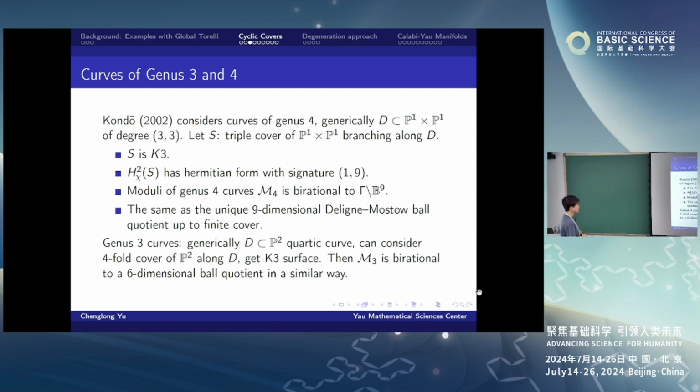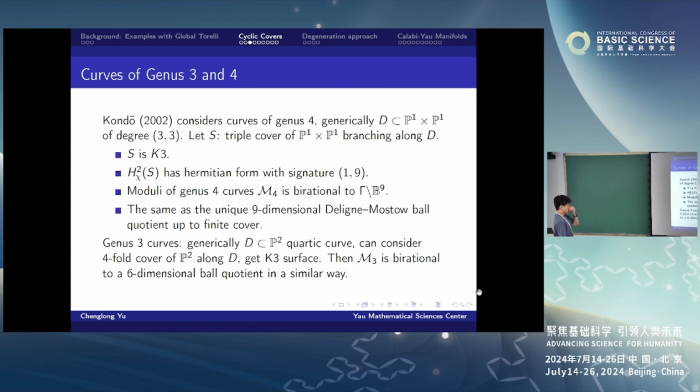And in this case, we also have a Hermitian form. Now it has signature (1,9). And what we know is that the moduli of genus 4 curves also has dimension 9. So using this construction, we will have a birational map from the moduli space of genus 4 curves to this ball quotient. Now, this is birational from the previous study of global Torelli for K3.